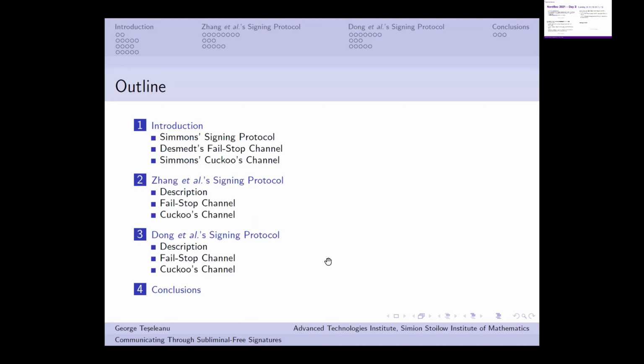So here is the outline of my talk. I'll first start with an introduction, and then I will show you how to embed fail-stop and cuckoo's channels into two subliminal-free signatures. And then I will end up with some conclusions.